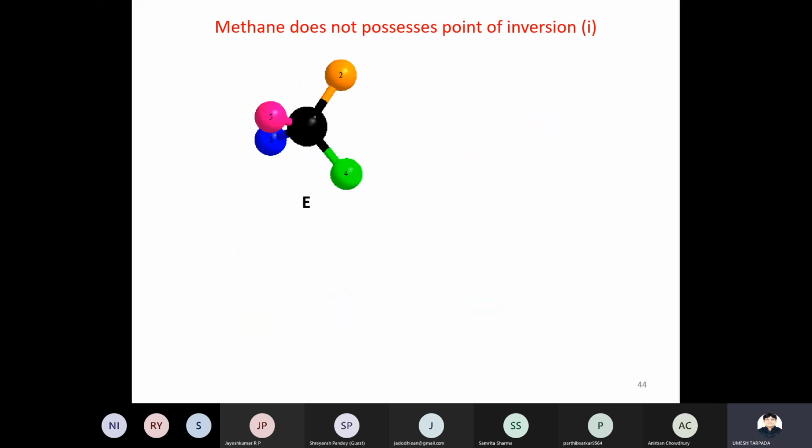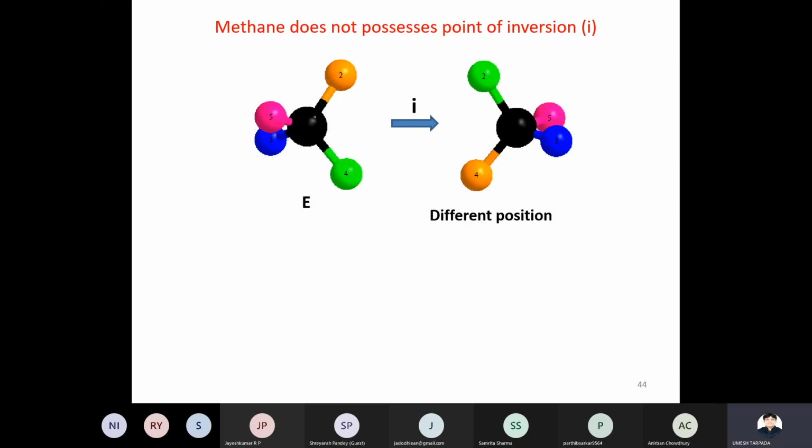But methane does not have an I. Look at here. This is a tetrahedral geometry. The pink color hydrogen is on our side. So if you apply I, then it goes to the back side, which is not an equivalent structure. Look at here, these two structures are different. So you can say that in methane or in a tetrahedral shape, I is absent. I cannot be there because you are getting a different position. If it is a different position, then I may not be there.